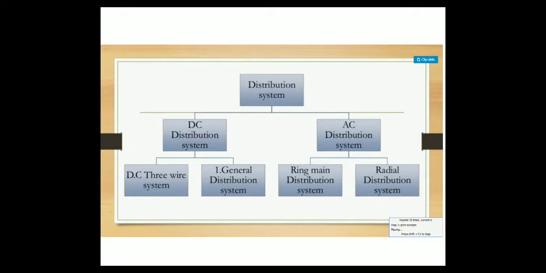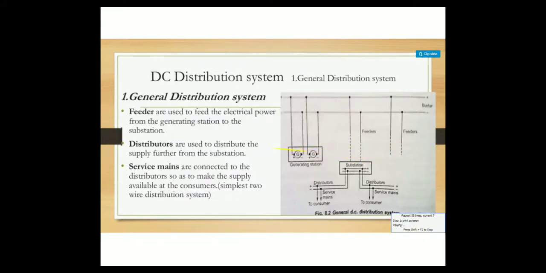Coming to the classification of general distribution systems, mainly it is classified depending upon the type of supply, DC and AC. Here the distribution systems are classified into these types as shown in the figure. Next, here is a DC distribution system. The feeder is used to carry the power from the generating station to the substation, as we discussed earlier. Distributors are used to distribute the power, and service mains are connected to the distributors. This is the figure we have seen earlier, drawn in the form of a line diagram. This is the general DC distribution diagram.